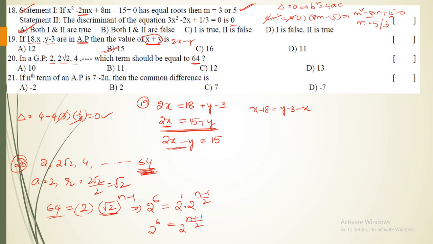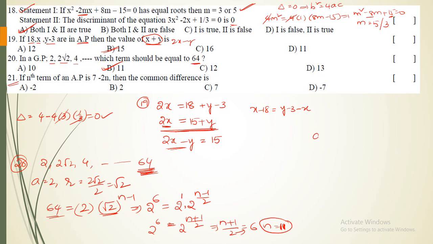Since the bases are equal, clearly I can equate the exponents. So n plus 1 by 2 is equal to 6. When I do cross multiplication, this becomes 12. So clearly n is equal to 11. So the 11th term is 64. So the answer is option B. Next, moving on to question number 21.